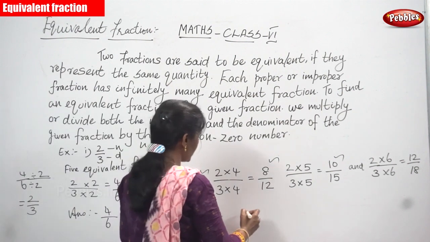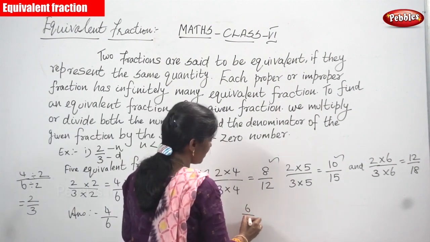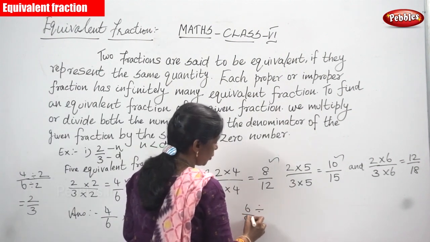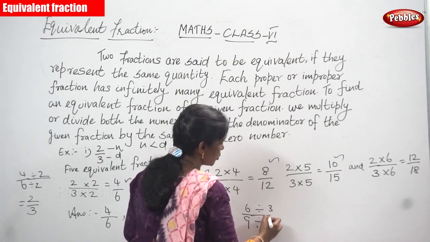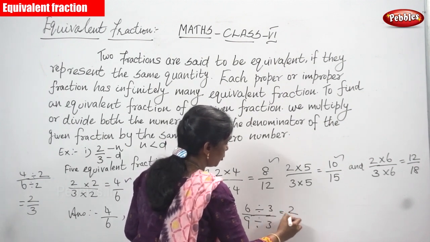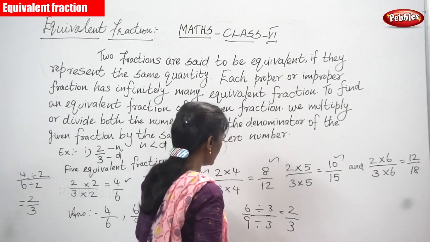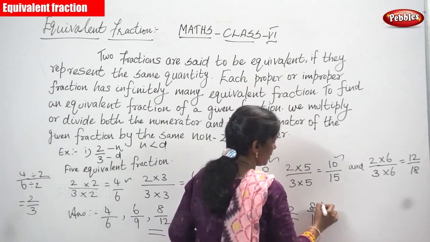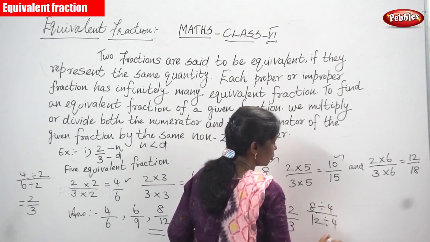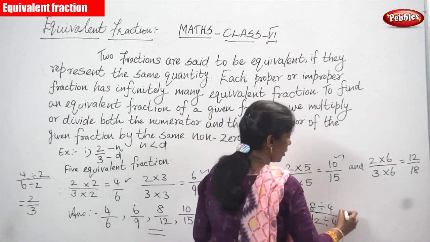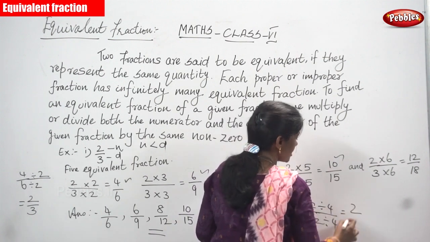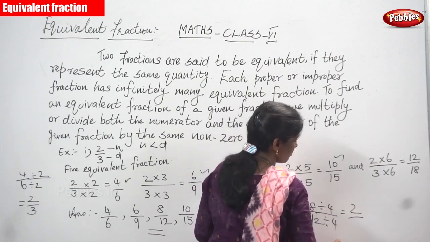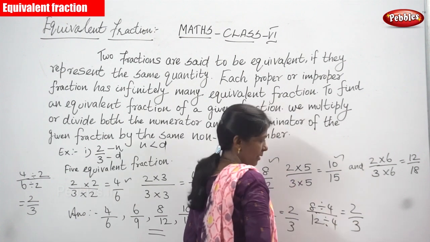See, the next one is here 6 by 9. 6 by 9 is divided by what? Divided by 3. So you can get 2 by 3 again. See, look at the next number, 8 by 12. 8 by 12 is divided by 4. So both the numerator and the denominator are divided by 4. 8 is divided by 4, you can get 2, and 12 is divided by 4, you can get 3. So again you can get 2 by 3.